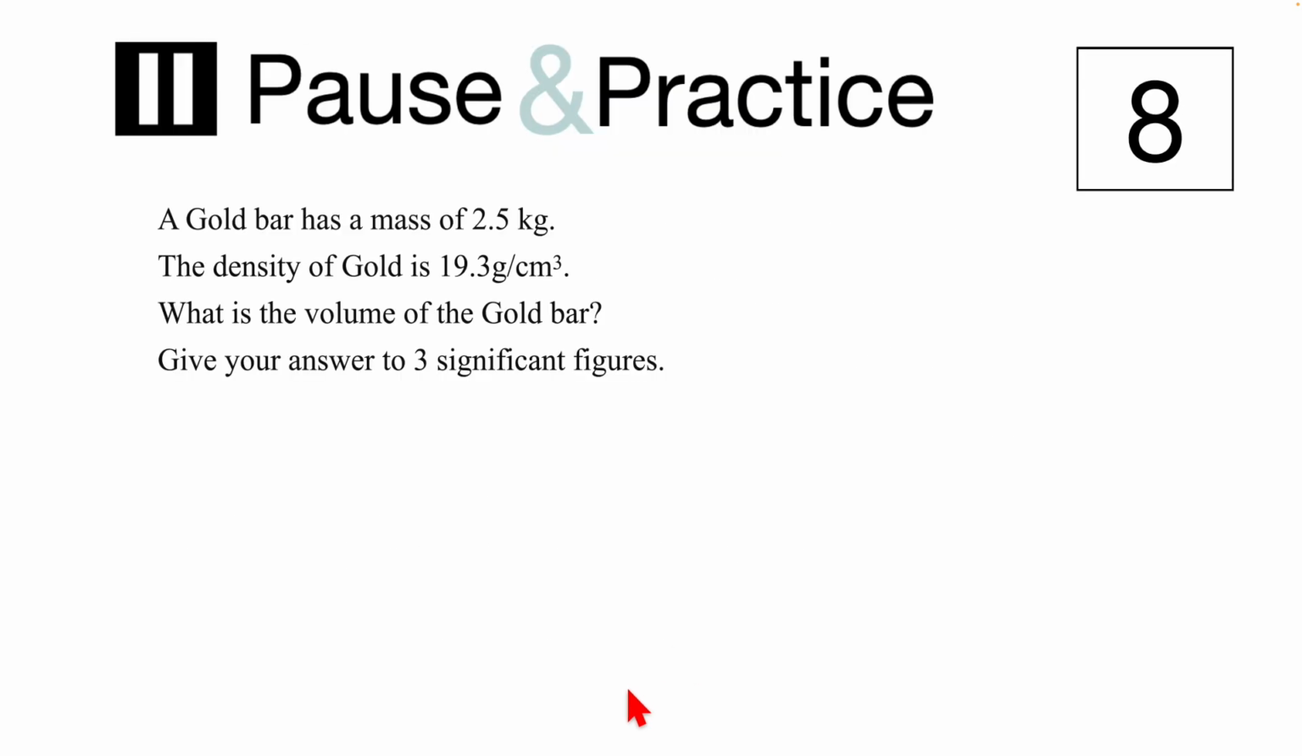Here's one for you now. Show your brilliance. A gold bar has a mass of 2.5 kilograms. Density of gold is 19.3 grams per cm cubed. Oh, mass is in kilograms, but density is in grams. It's going to be tricky. What should we do?